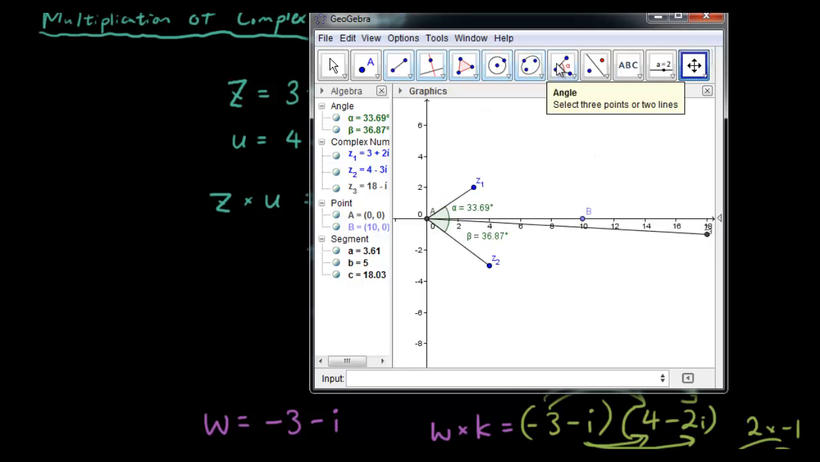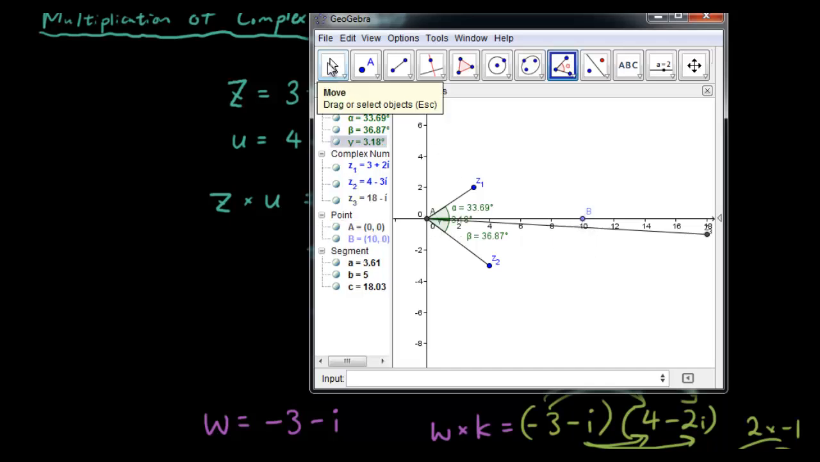Now let's get the angle of z3. If you get the angle between z3, A, and B, you can see z3 creates an angle of negative 3.18 degrees. And if you type in the calculator 33.69, which was our first angle, plus negative 36.87 degrees, you will get negative 3.18 degrees.